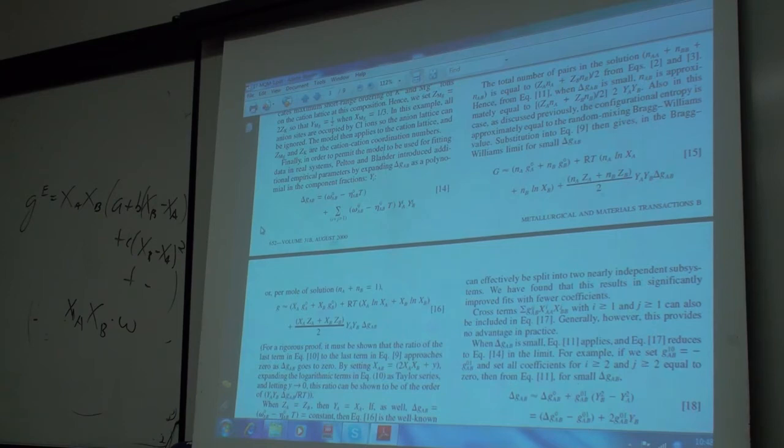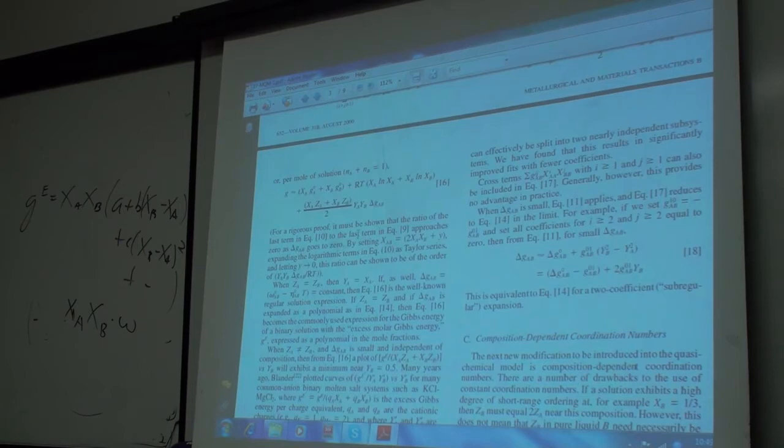The regular solution model is saying that as long as GXS is small, you can roughly assume that the entropy is ideal and put it all under the heap. Okay, but is that a good assumption? I won't go through it here. For a rigorous proof, however, it must be shown that the ratio of the last term in equation 10 to the last term approaches 0 as delta GAB goes to 0. In other words, the entropy goes to 0 faster than the enthalpy. If you like to do this, set this equal to this, expand them as a Taylor series, and if you like mathematics, you can show that this really happens. I'm not going to go through the whole proof right here.